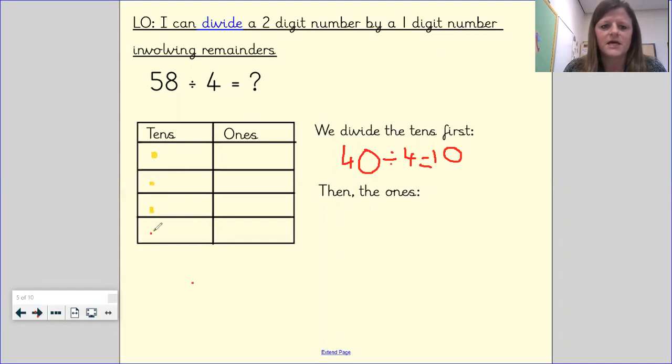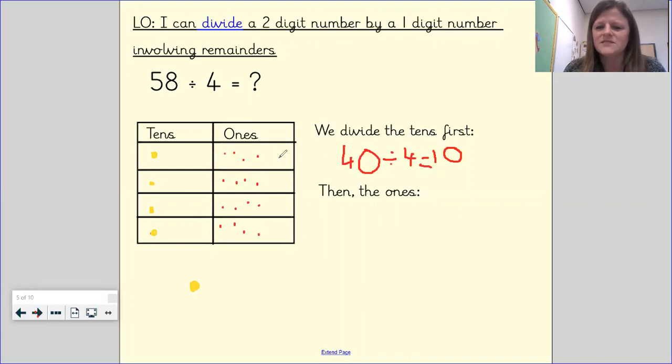So we've got 10, 40, 50. And we have to exchange this 10 for 10 ones. Okay, 1, 2, 3, 4, 5, 6, 7, 8, 9, 10. And then we've got our original 8 that we also need to share as well. 1, 2, 3, 4, 5, 6.